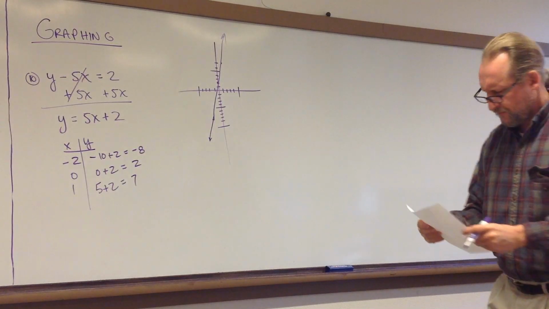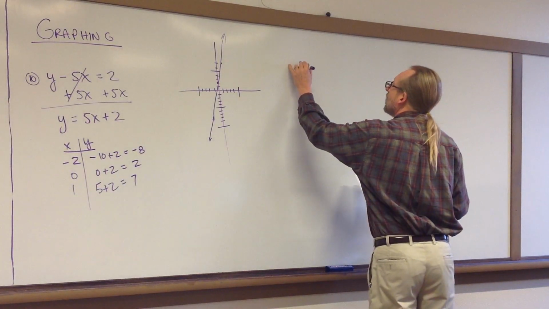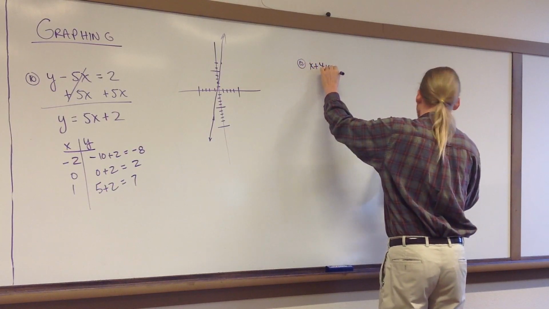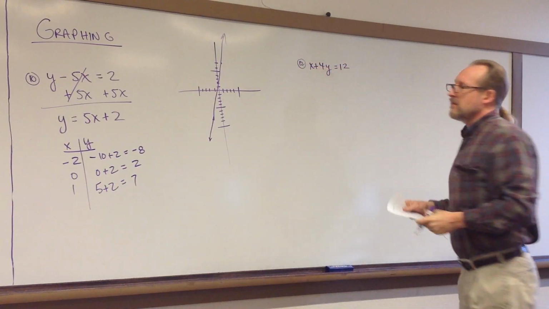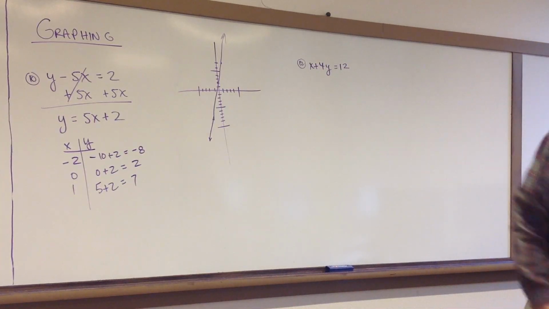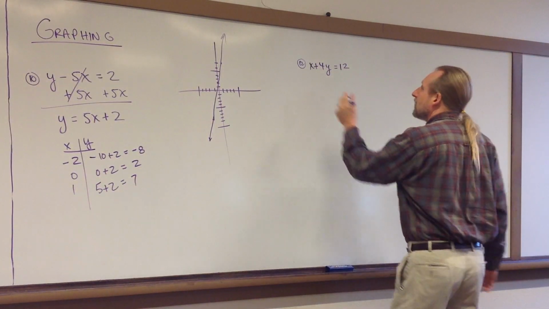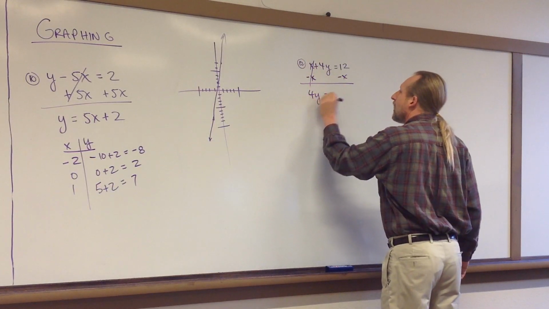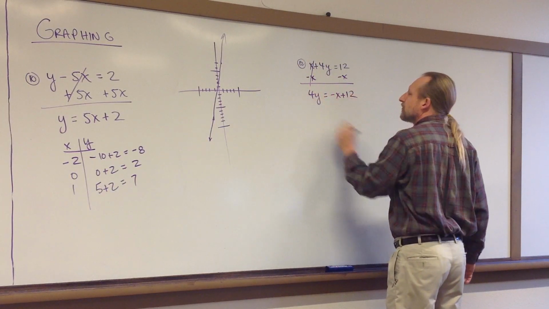All right, problem 12. Let's see here. X plus 4y equals 12. Okay. So again, we want to get the y by itself. So let's move the x to the other side. 4y is negative x plus 12.